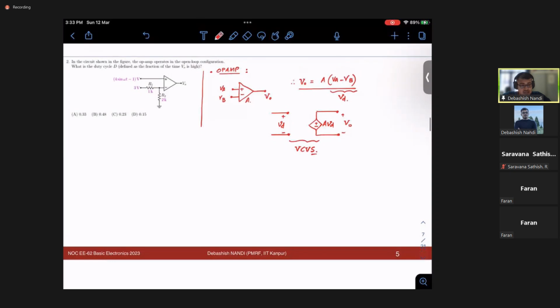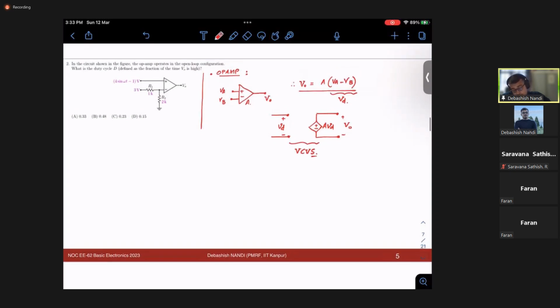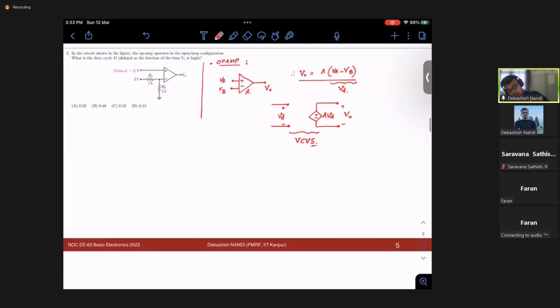Now that is fine. What about this open loop configuration? What is open loop and closed loop? I think you guys must have read this in control systems, right? So what open loop means, suppose you have a system, this is your input, this is your output, and there is no communication between your input and output. That means your input has no knowledge about how the output is behaving. That is your open loop, right?